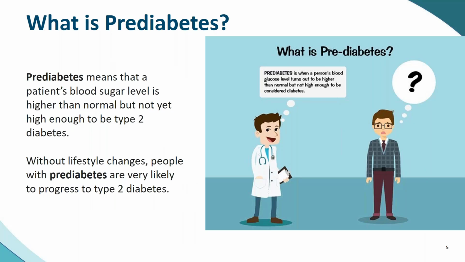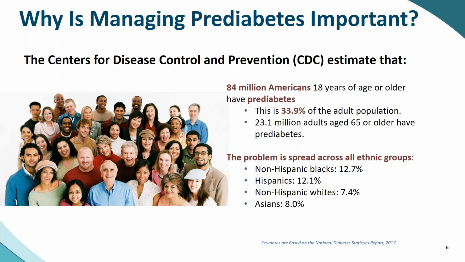So real quick, let's talk about what prediabetes is. Prediabetes is someone who has an elevated blood sugar level but has not yet got to the point where you would consider them to be full-blown diabetes. Diagnosing someone with prediabetes is an opportunity to prevent diabetes, because with simple lifestyle changes, no medication, you can prevent that progression of the disease.